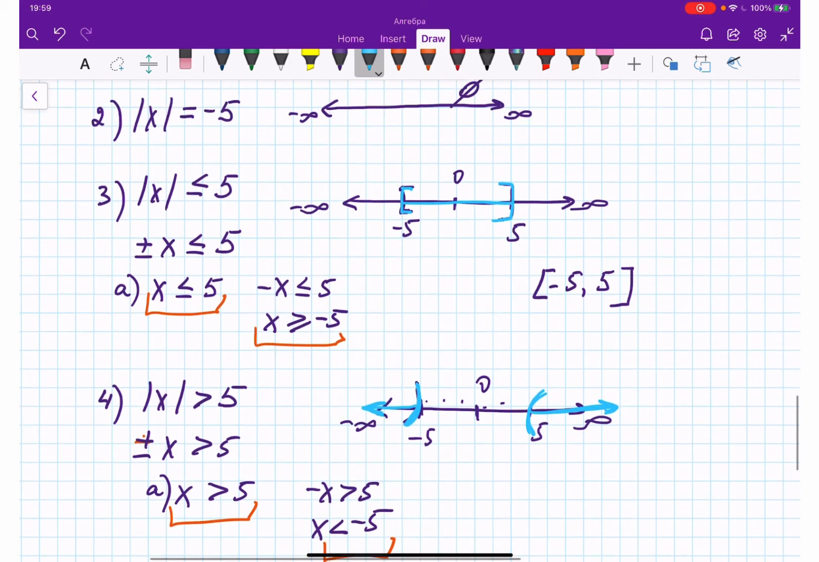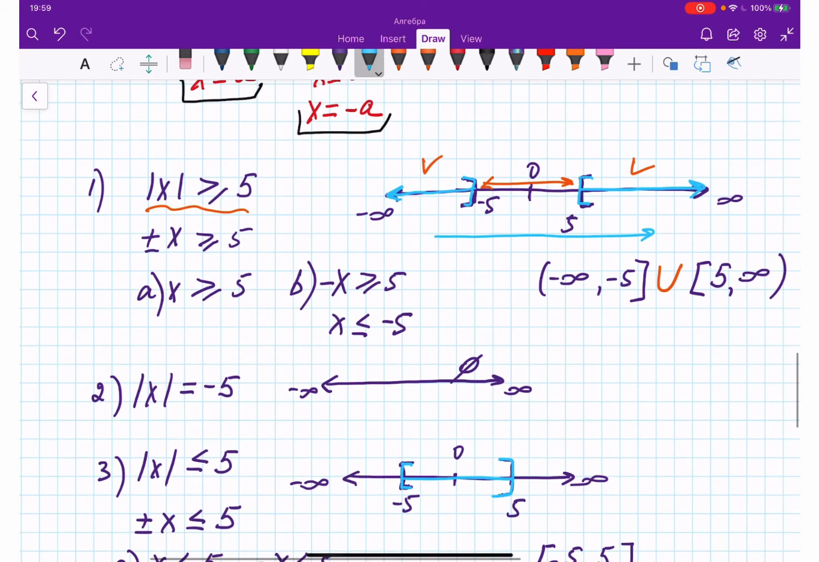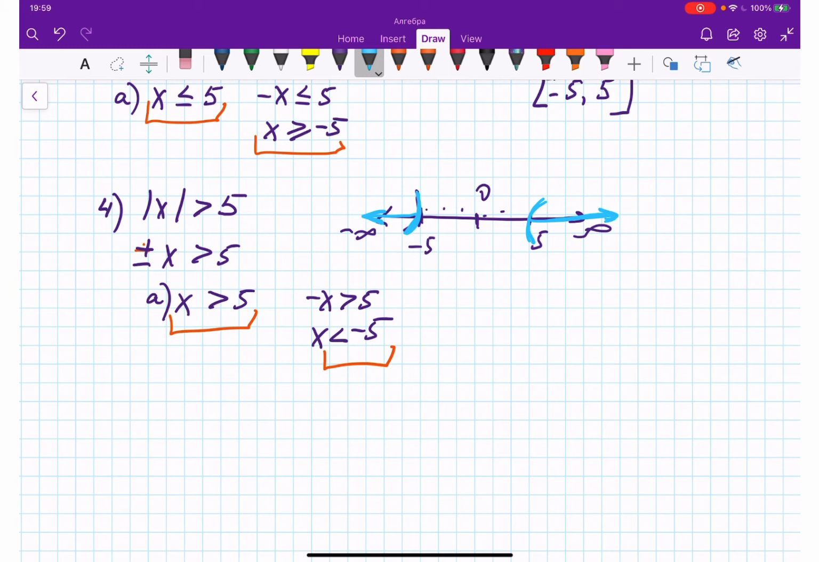So if you look, you will see it's practically the same answer as before, with the difference that instead of square brackets we have parentheses. Why? Because we are missing the equal sign. Square brackets are for the equal sign. Okay, and we will have negative infinity to negative 5 parentheses, or positive 5 to positive infinity. Okay.